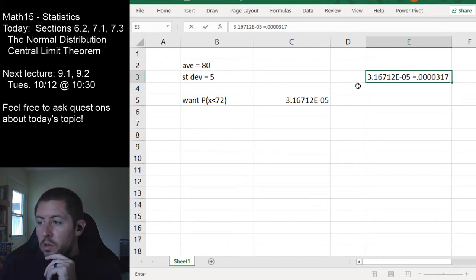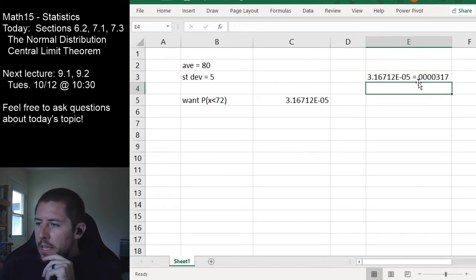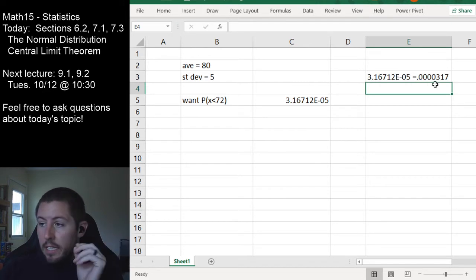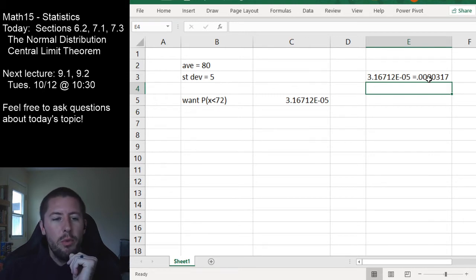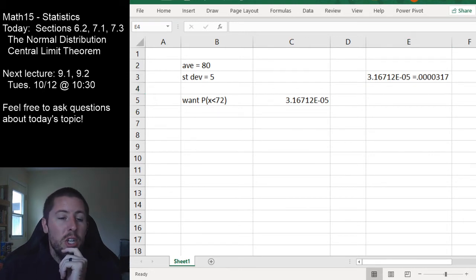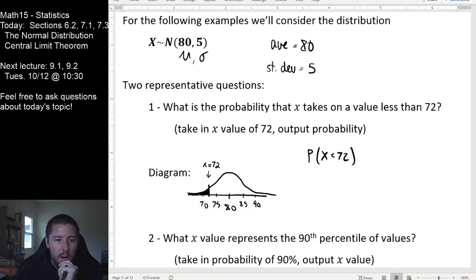Now, how do I know if this is wrong? Well, to convert this to a percentage, we would move the decimal 2 places back to the right, and we'd be getting 0.003%. This disagrees with the empirical rule that we've seen before. Let me pop back into Word over here.